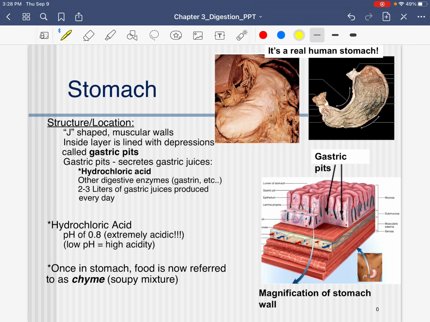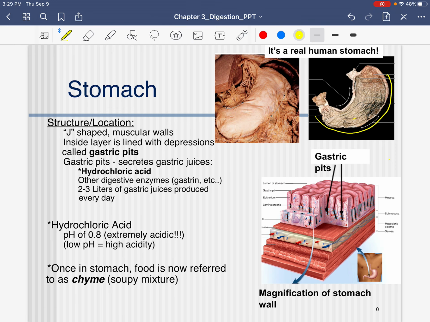Alrighty. We are already making our way down to the stomach. So we ingested our food through the mouth. It went into the pharynx, into the esophagus, and now we are on into the stomach. All right, let's talk about structure. The stomach is kind of J-shaped, right? Its structure, if we look up close, so in the top right, that's a real human stomach, right?